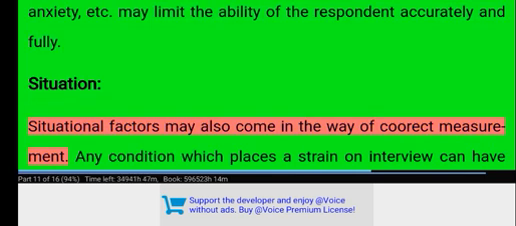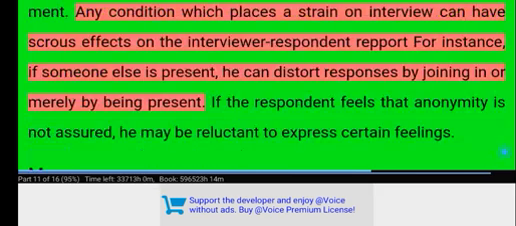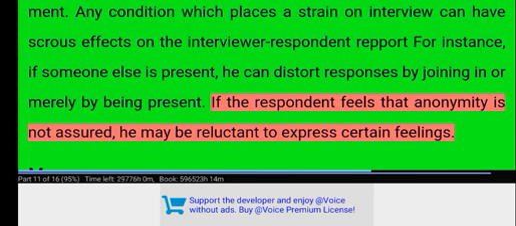Situation. Situational factors may also come in the way of correct measurement. Any condition which places a strain on the interview can have serious effects on the interviewer-respondent rapport. For instance, if someone else is present, he can distort responses by joining in or merely by being present. If the respondent feels that anonymity is not assured, he may be reluctant to express certain feelings.